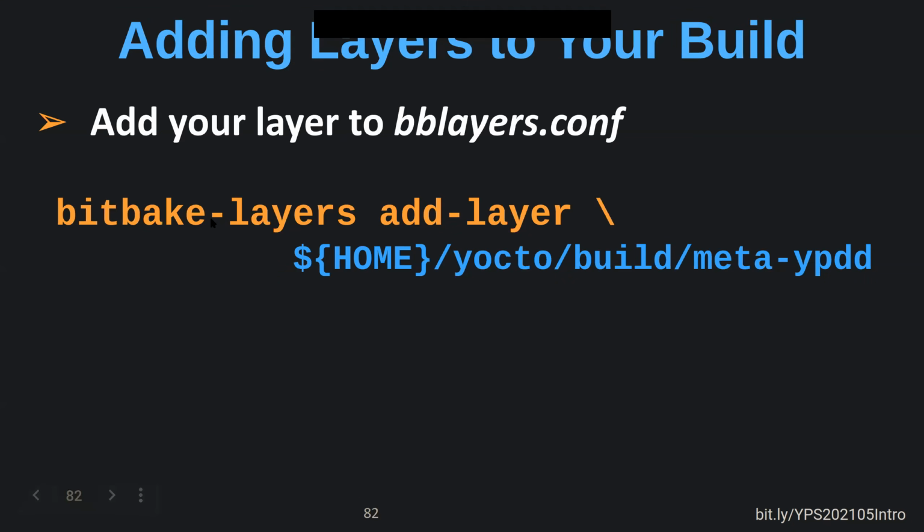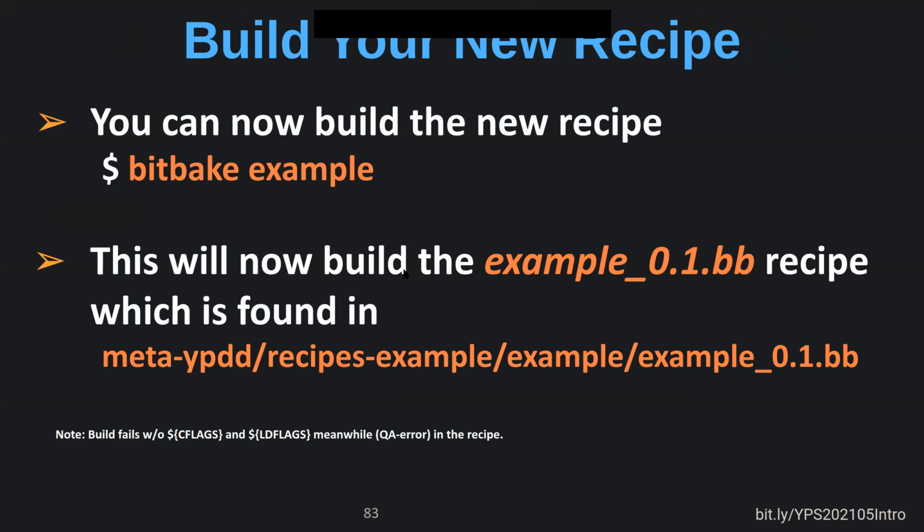You can use bitbake-layers add-layer. That's how you add a layer specifically. That'll actually put it at the very bottom of your bblayers.conf, so that it can be picked up and seen.